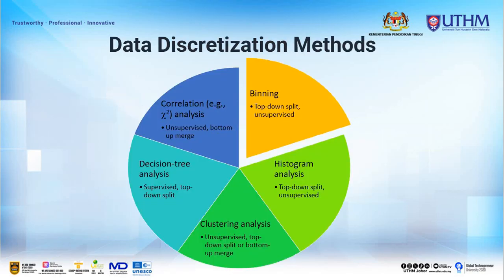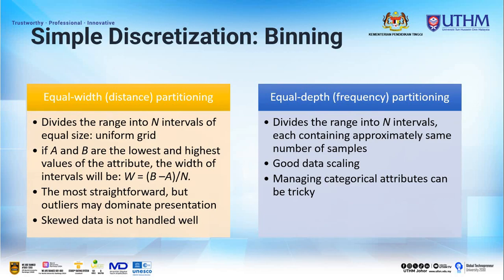Data discretization methods. These are some methods that we are still using till now: binning method, histogram analysis, clustering analysis, decision tree, correlation. Correlation is very popular, in order to identify the correlation between variable 1 and variable 2. Let's see the first example, binning.